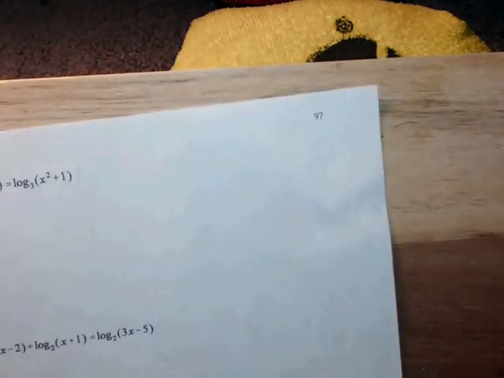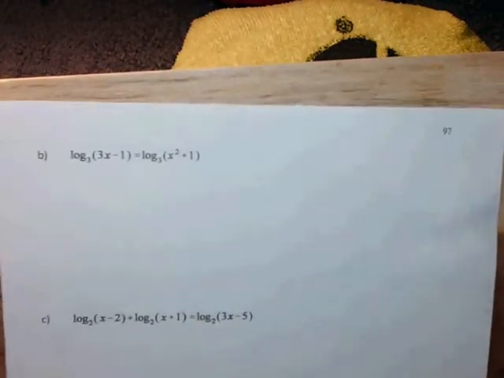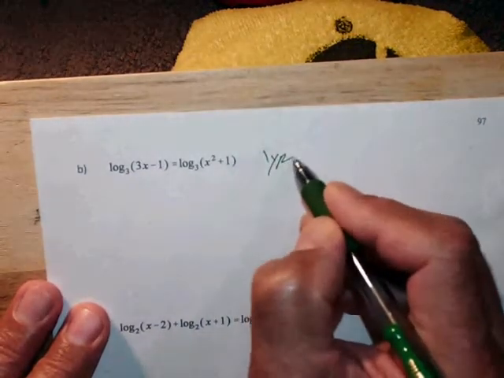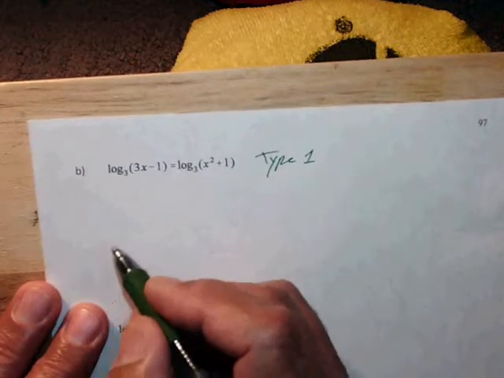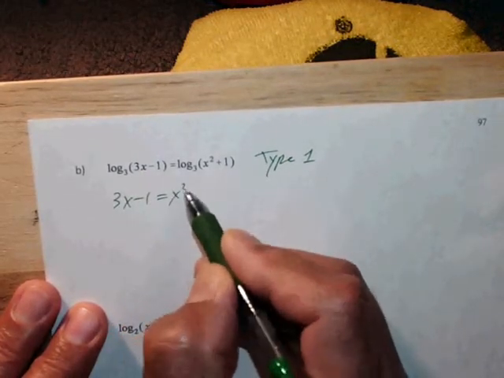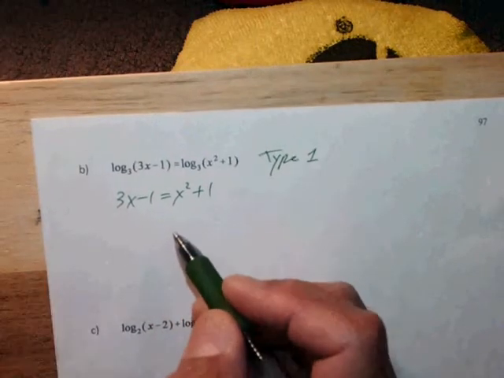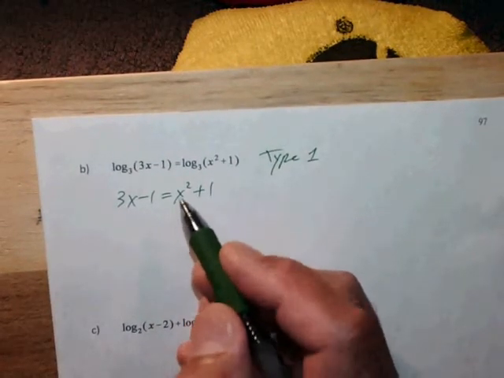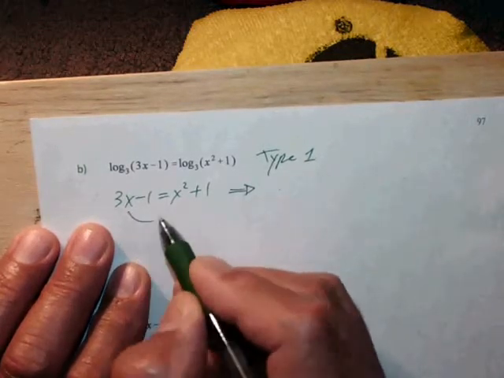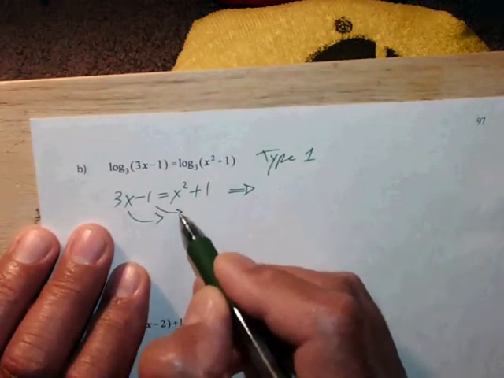One last page, we are done with this section. This is type 1. So I just put 3x minus 1 equal to x squared plus 1. You see, no more log. So it's a quadratic equation. So you just move everything to the right side and change the sign.